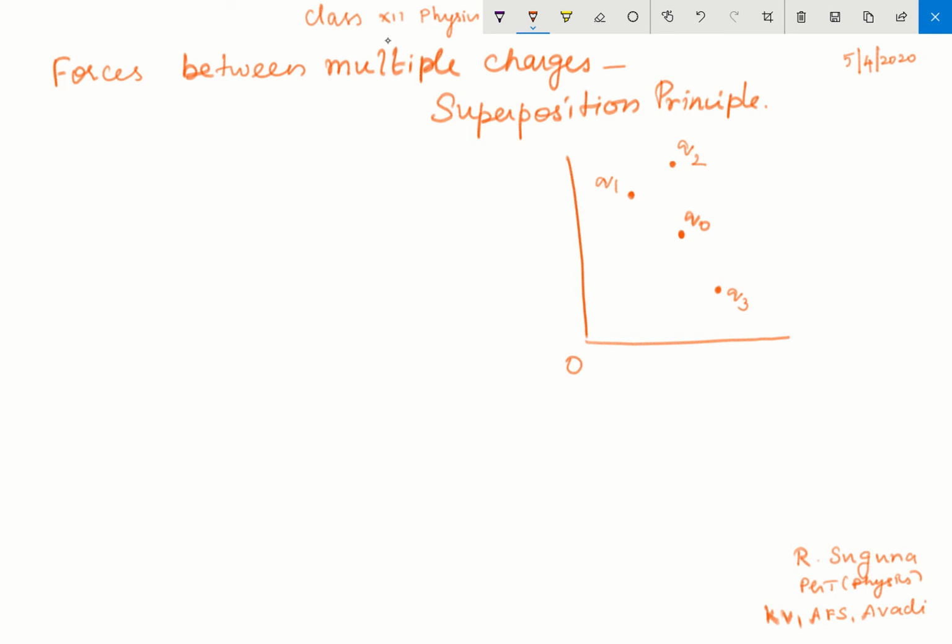So now, what is the position vector of Q0? Okay, let me take a different color.